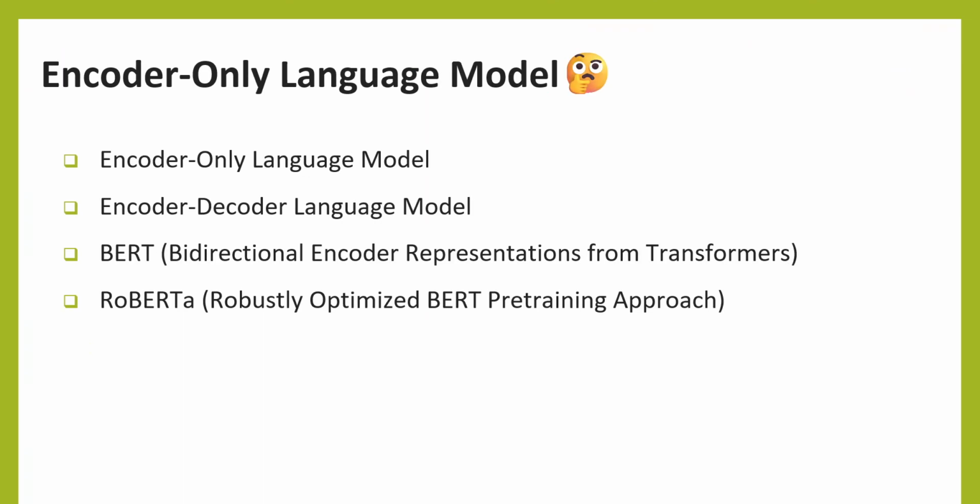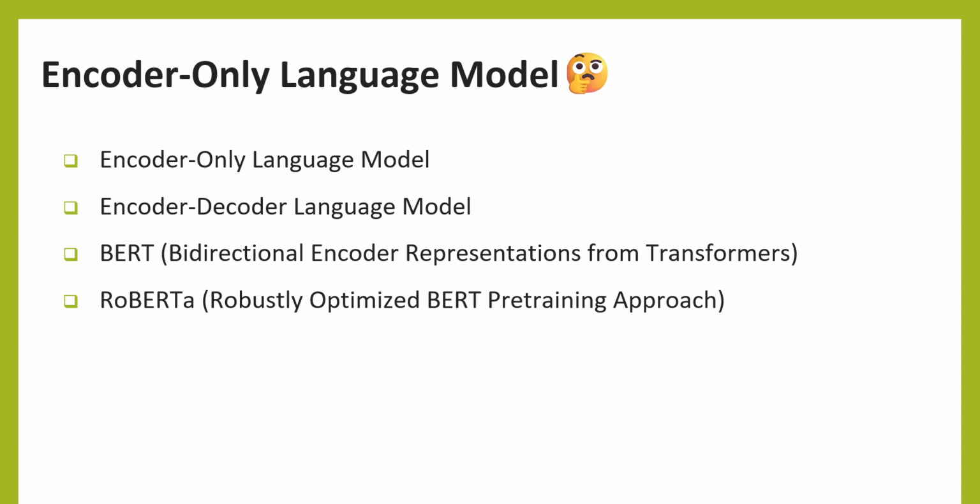Now, an encoder-only language model is a type of language model that uses only the encoder component of the transformer architecture. This type of model is trained on a sequence of tokens and outputs a fixed length vector representation. Encoder-only language models are used for tasks such as text classification, sentiment analysis, and information retrieval. Now, an encoder-decoder language model is a type of language model that uses both the encoder and decoder components of the transformer architecture.